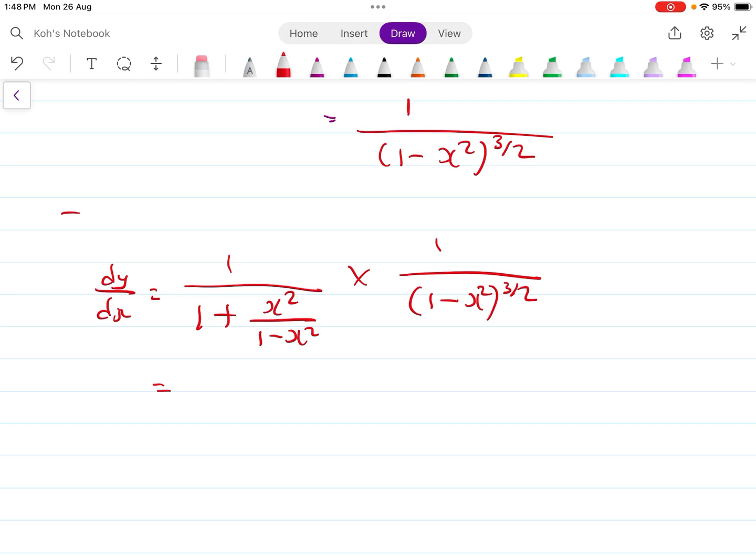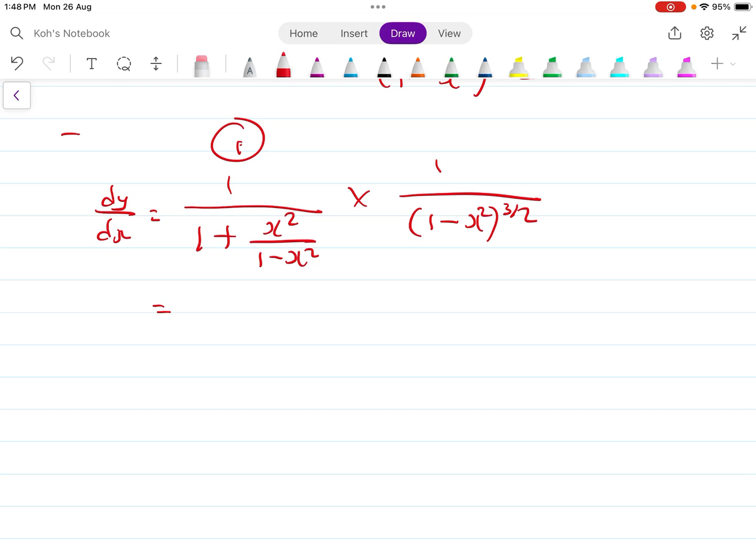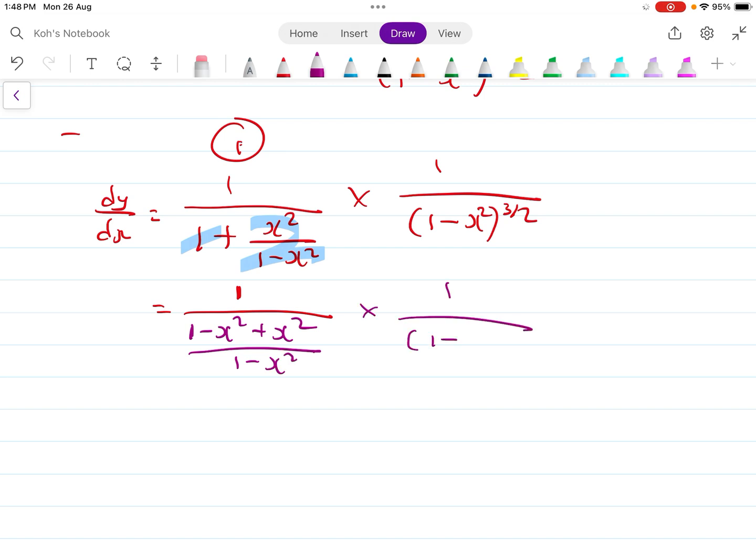For the very first term, I can make it nicer because it's a fraction within a fraction. I make this the same denominator: 1 minus x squared plus x squared over 1 minus x squared, multiplied by 1 over 1 minus x squared to the power of 3 over 2. I do keep, change, flip for the very first term. You can see this thing and this thing is gone, so it's 1 minus x squared over 1, then multiply by 1 over 1 minus x squared to the power of 3 over 2.